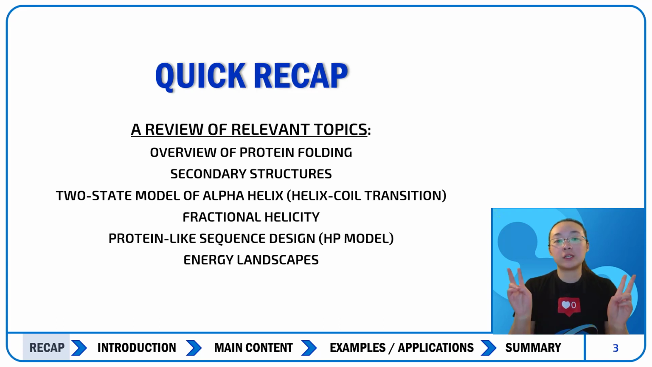So this is supposed to be a quick recap, but there were quite a few topics that we talked about last time. There was an overview of protein folding, leading into secondary structures. Then we presented two main models for protein folding. It was the two-state model of the alpha helix, basically your helix to coil transitions, and that meant we could figure out the fractional helicity of a protein. Then we moved on to protein-like sequence design using HP models, and then summarized everything at the end using energy landscapes.